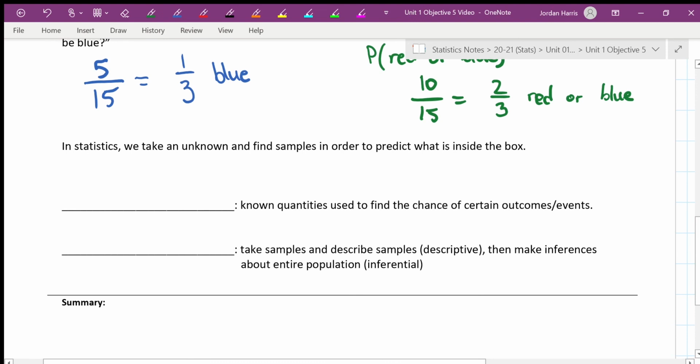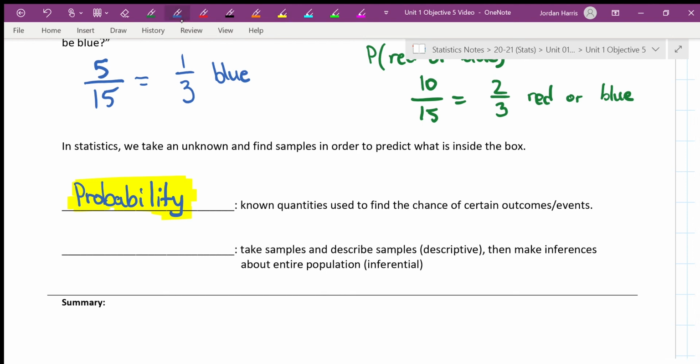Then we get into terminology. There are 2 terms that are very important. The first term, which we just talked about, is probability. You might want to highlight that. That is a key term that you need to know. It is known quantities used to find the chance of certain outcomes or events. The other term is statistics.